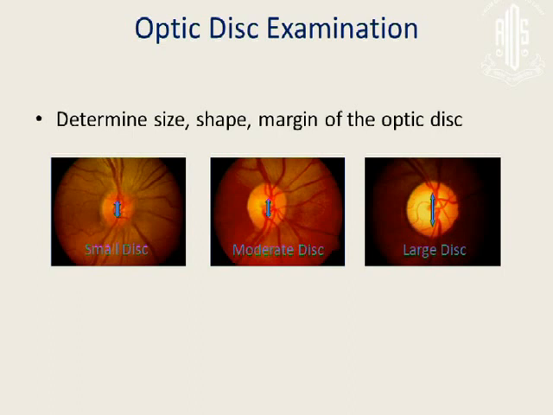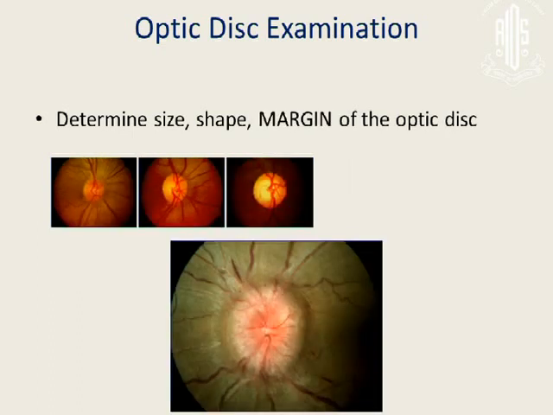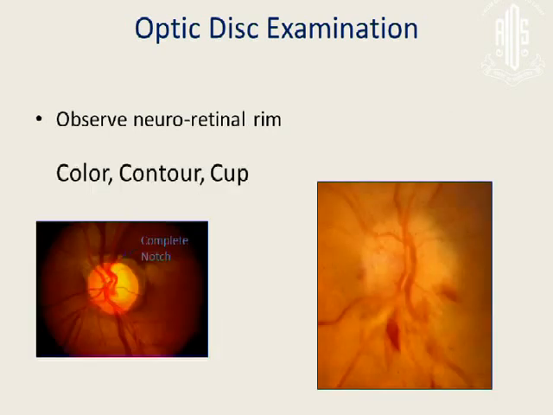So the first step of the template is to look at the size, shape and margin of the disc. You don't pay much attention to this, but in optic disc edema you have a blurred or ill-defined margin of the optic disc. The next thing is to look at the neuroretinal rim. Look at this disc. In this edematous disc, the neuroretinal rim is pale, so this is classically called a pallid optic disc edema.